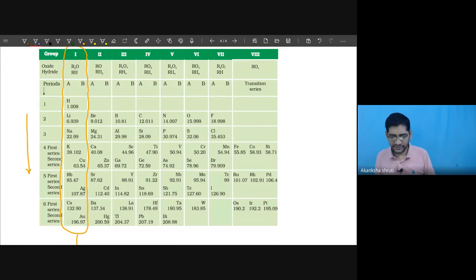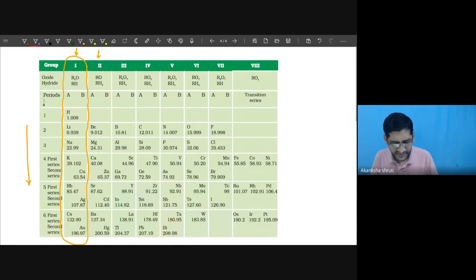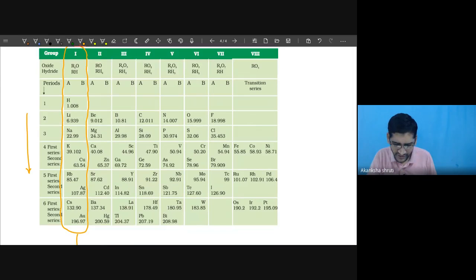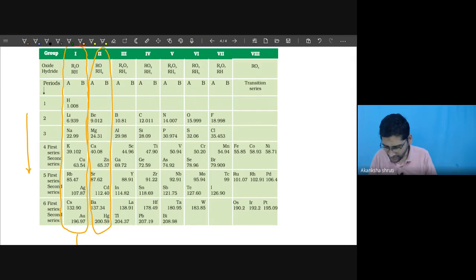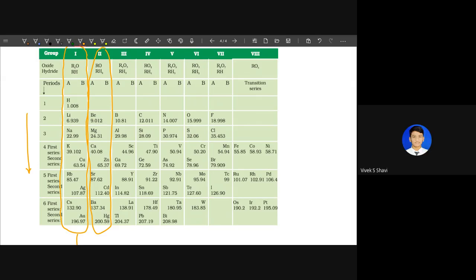Now let us focus on the group first. Students, like the first, our second group is this one. Sir. Yes. Sir, vertically downward is given as periods, no? Vertically downward is called period. Sir, an arrow is given under periods, sir, in the figure.